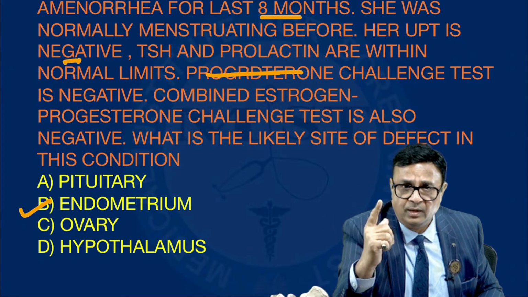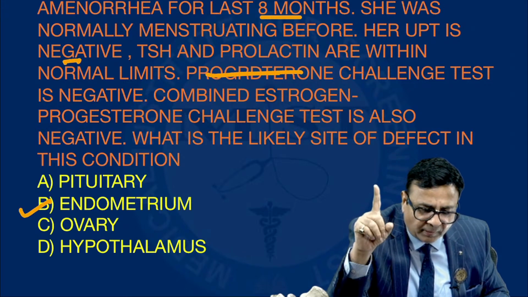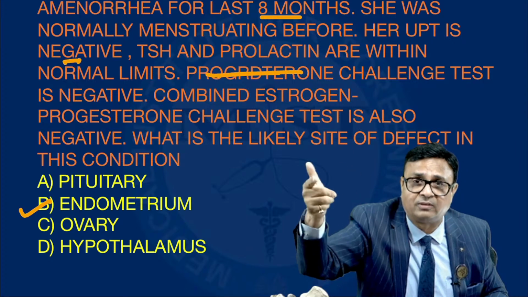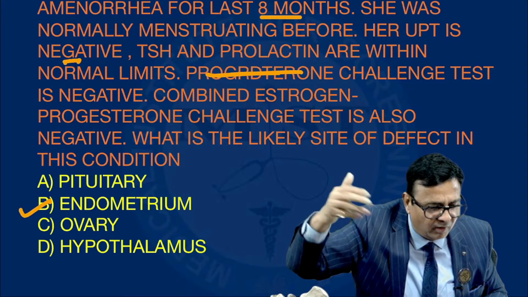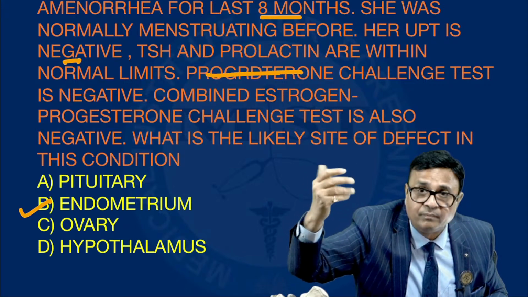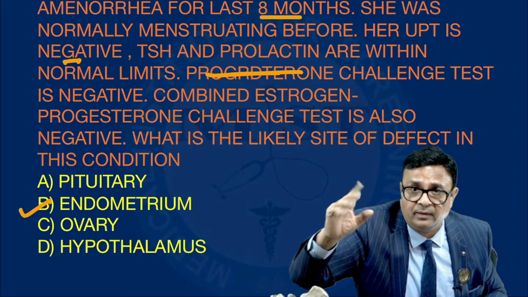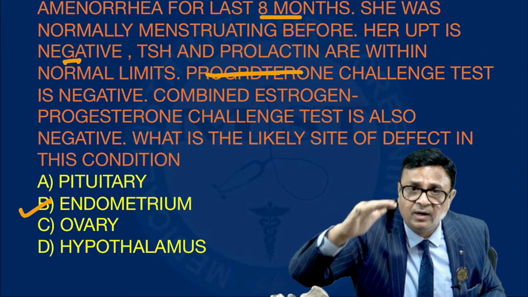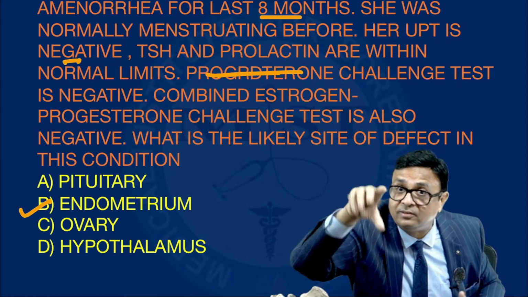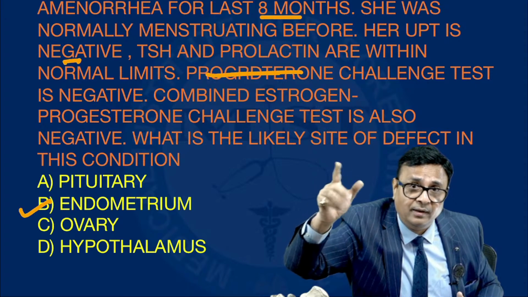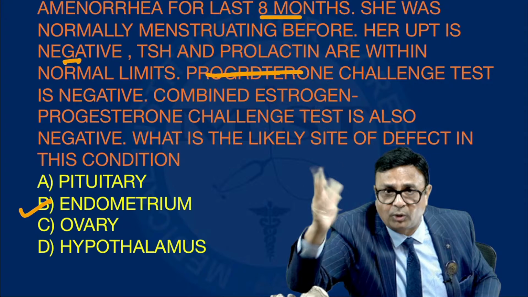Second question, a lady presents in your chamber with secondary amenorrhea, her urine pregnancy test is negative. What is the next step? Get done TSH, prolactin. Third question, UPT negative, TSH prolactin normal. What is the next step? Progesterone challenge test. Fifth question, lady presents with secondary amenorrhea. UPT negative, TSH prolactin normal.